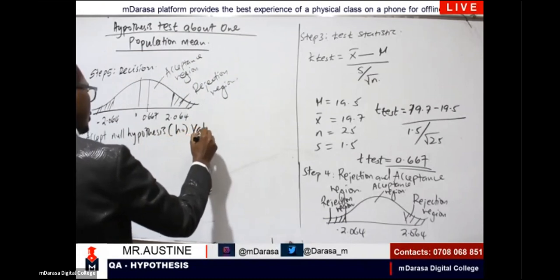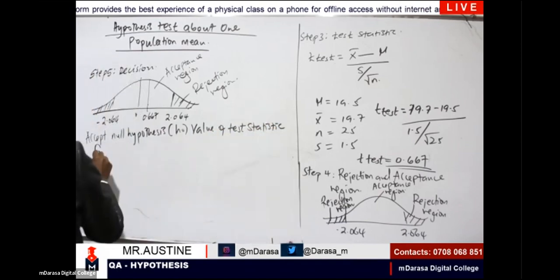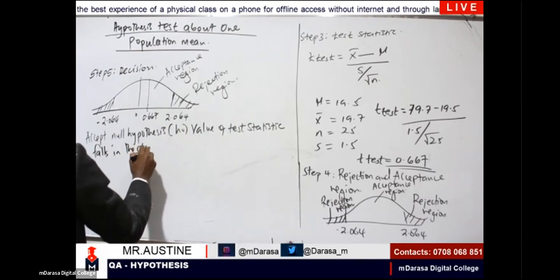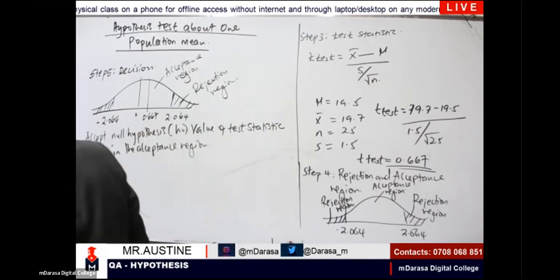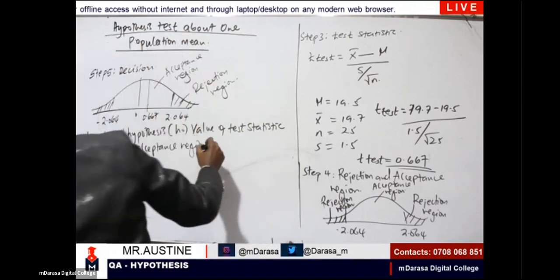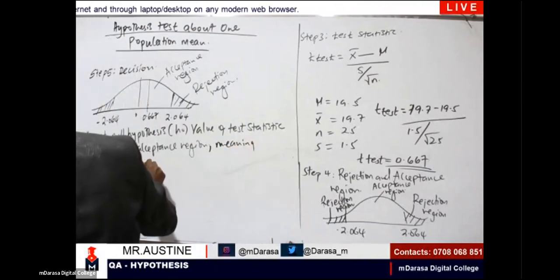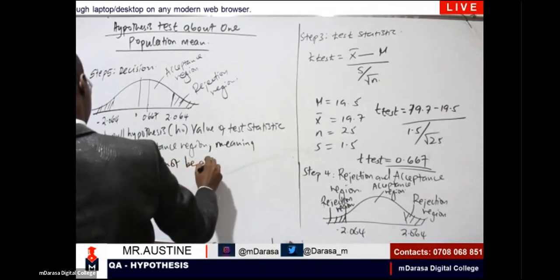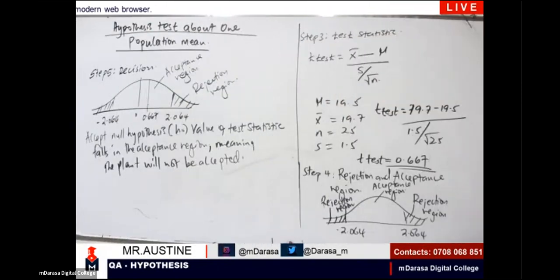as the value of the test statistic falls in the acceptance region. So if it falls in the acceptance region, what does this say? It shows that the plant will not be accepted. The plant would have been accepted only if we had rejected the null hypothesis, which we have not done.